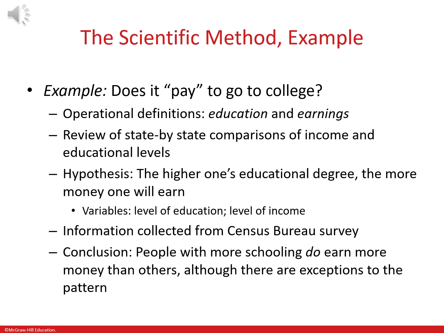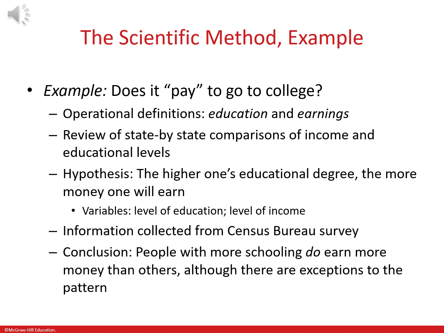So now we're going to go over an example of the scientific method. Their example is, does it pay to go to college? We're going to think of education and earnings, as far as income goes and educational levels. The hypothesis would be: the higher one's educational degree, the more money one will earn. And of course, we know in all situations that's not true, but that is just the hypothesis of this person at the time.